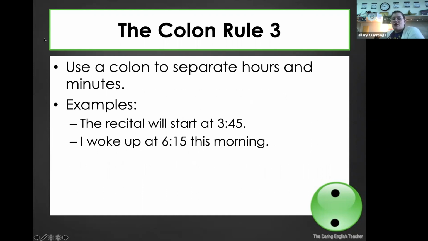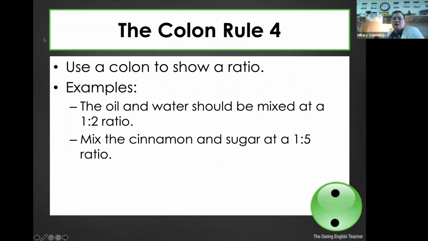We can also use a colon to separate hours and minutes, like the recital will start at 3:45, or I woke up at 6:15 this morning. You can use a colon to show a ratio. The oil and water should be mixed at a 1:2 ratio, or mix the cinnamon and sugar at a 1:5 ratio.